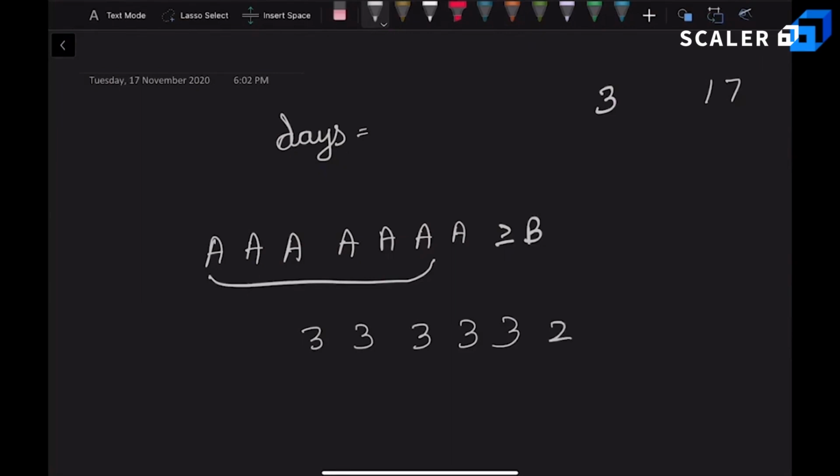So we can say that the total number of days required will actually be ceil of B by A, where ceil is the smallest integer greater than or equal to B by A. So for example, for 17 by 3, this will be 6, because this is the smallest integer which is greater than or equal to 17 by 3, because the value of 17 by 3 is something around 5.6666 and so on. So now we know the number of days.